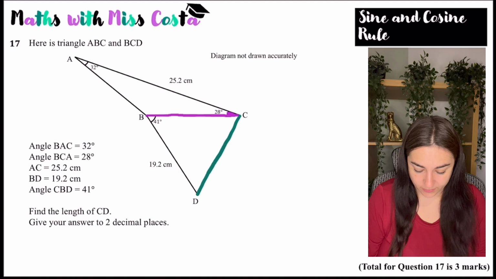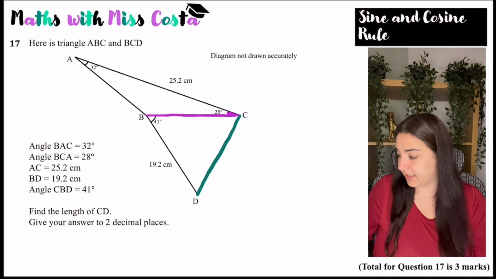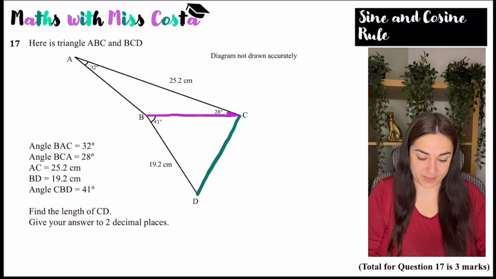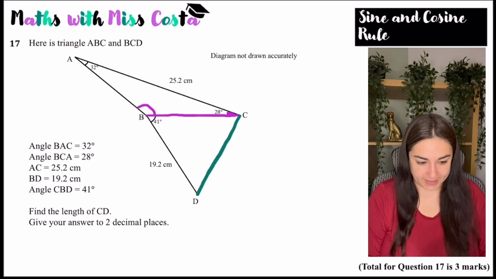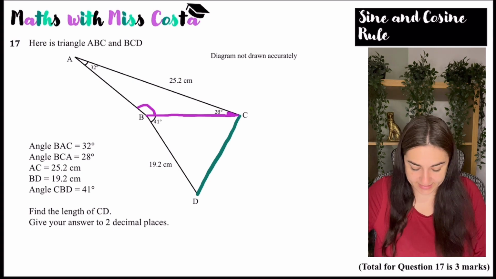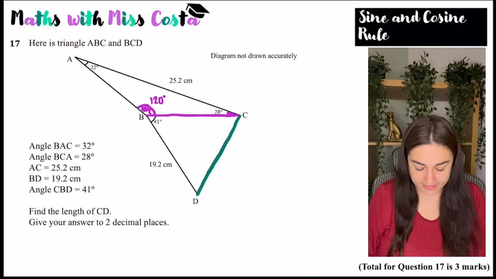I've been given an angle here, an angle there. And because I've been given 2 angles, what I can do, just to start me off, is figure out what the missing angle over here must be, because angles in a triangle sum to 180. So 180, take away 32, take away 28, gives me 120 degrees. So I know that this angle over here is 120 degrees.